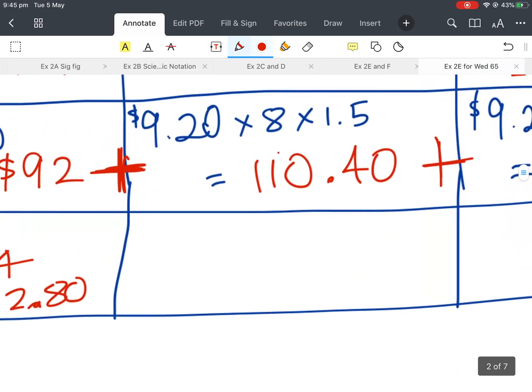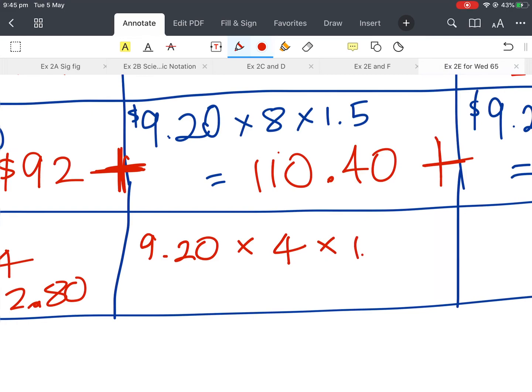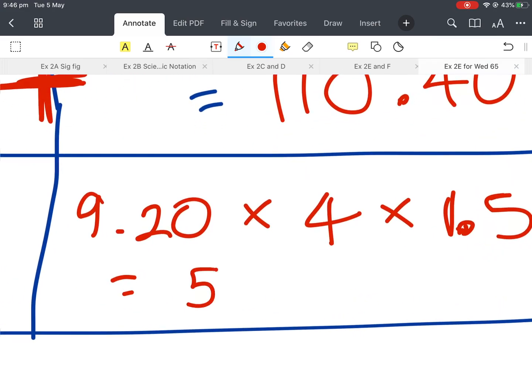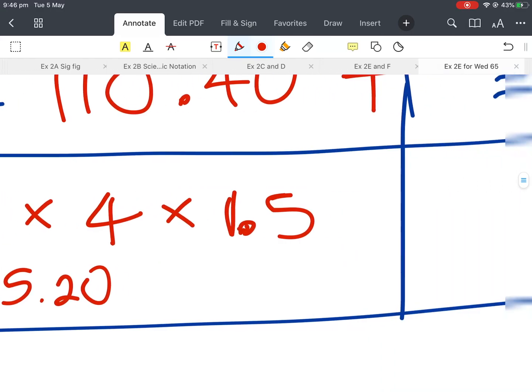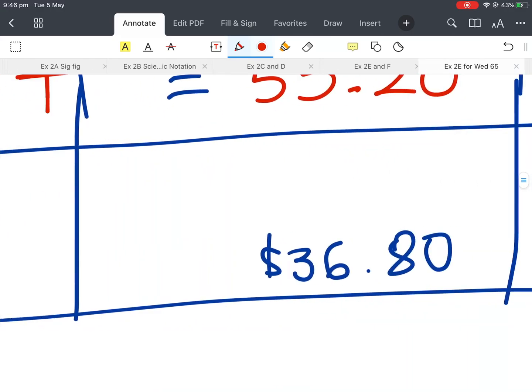All right, next one. 4 hours at time and a half. So the $9.20 stays the same. 4 hours and time and a half means I'm multiplying by 1.5. Do that on your calculator. 9.20 times 4 times 1.5. Oops, I typed 4.5. That's silly. And I got 55.20. There we go.